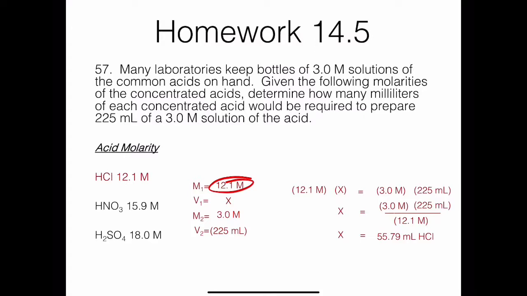So we can see for the first one, we get 55.79. For the second one, the first value changes, all of the other information is the same. So now we get 42.45 milliliters of nitric acid. And then for the last one, again, a different starting value, which gives us 37.5 milliliters of H2SO4.